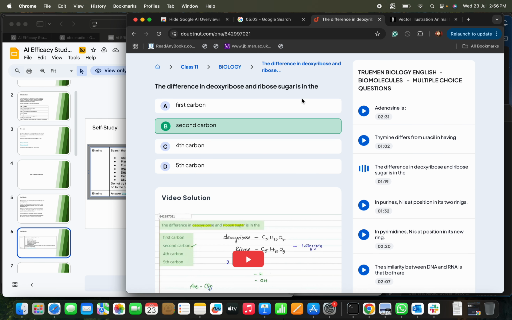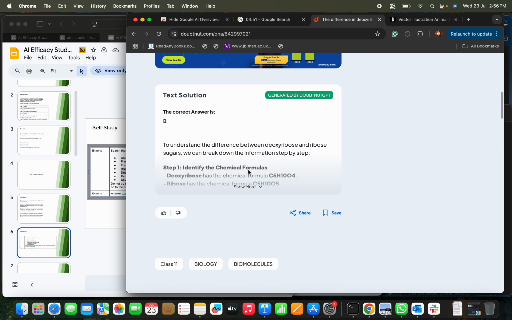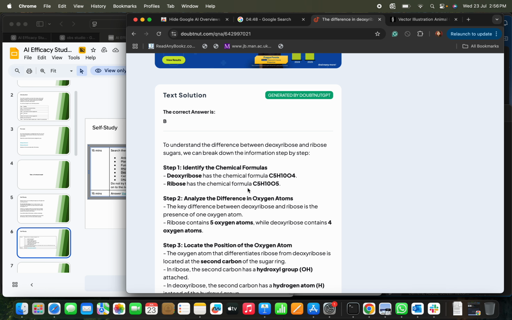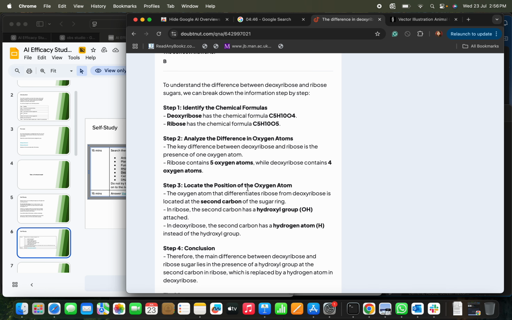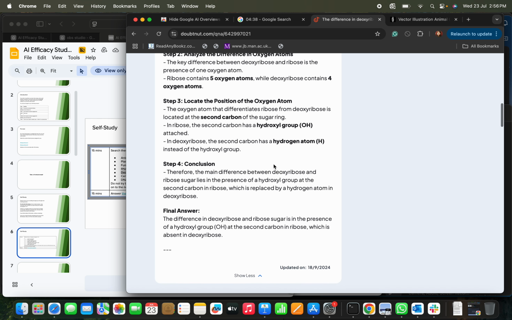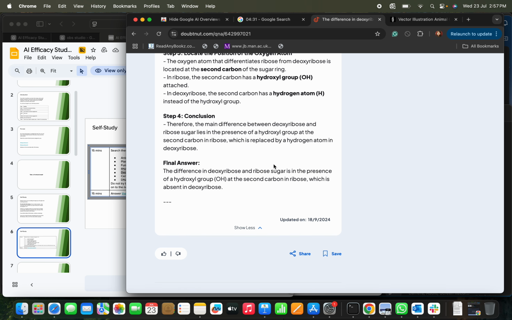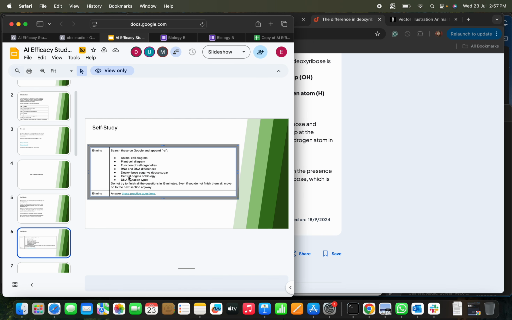The difference in deoxyribose and ribose sugar is in the second carbon. I guess they're talking about the second carbon there. The key difference is the position of the oxygen atom, which is located at the second carbon. Yeah, that's understood from the diagram. In ribose, the second carbon has an OH group, and in deoxyribose, the second carbon has an H group. That's the only difference.